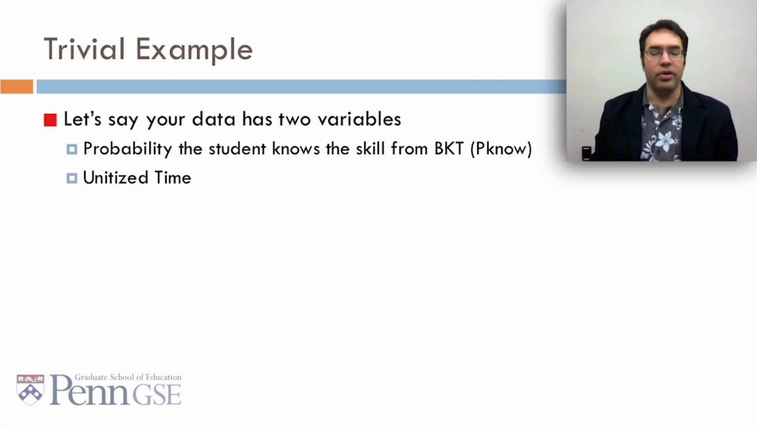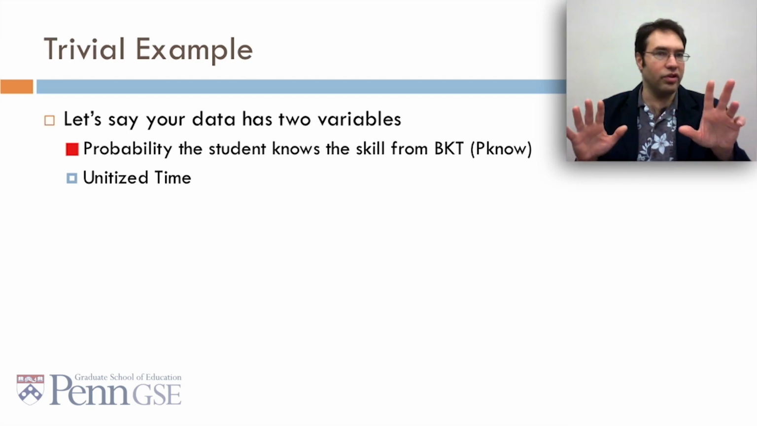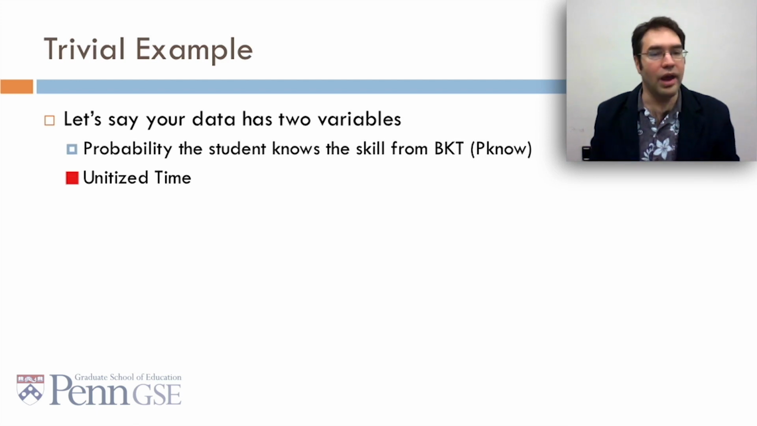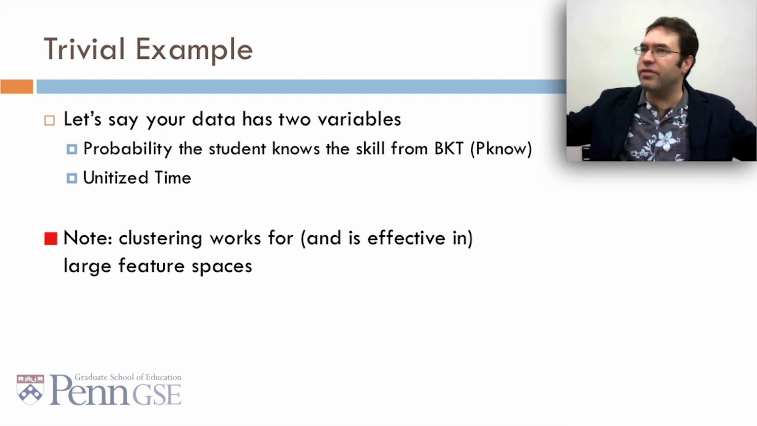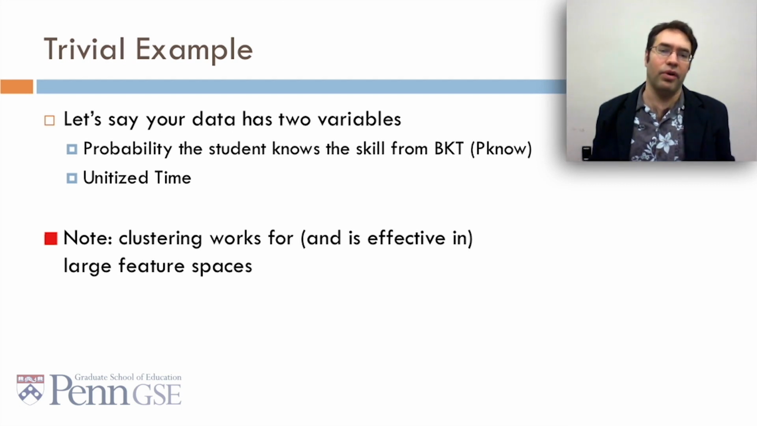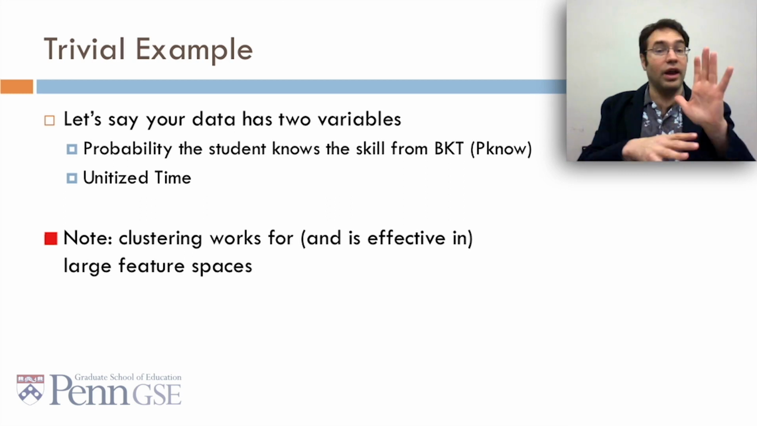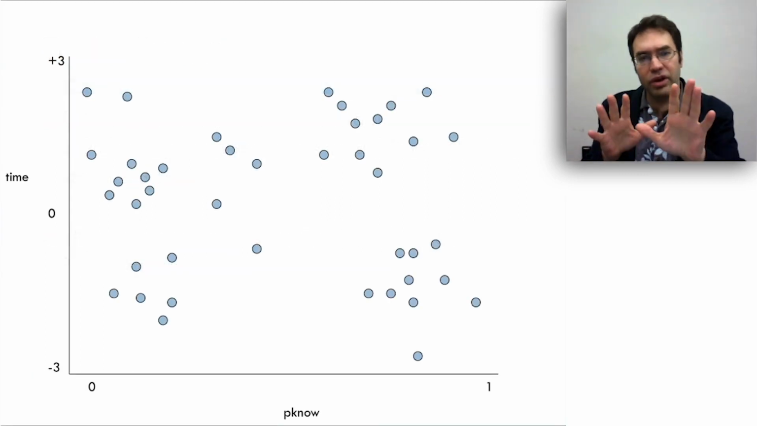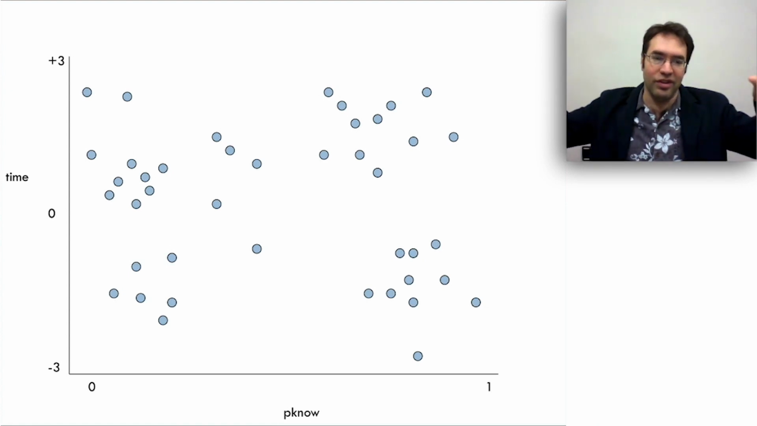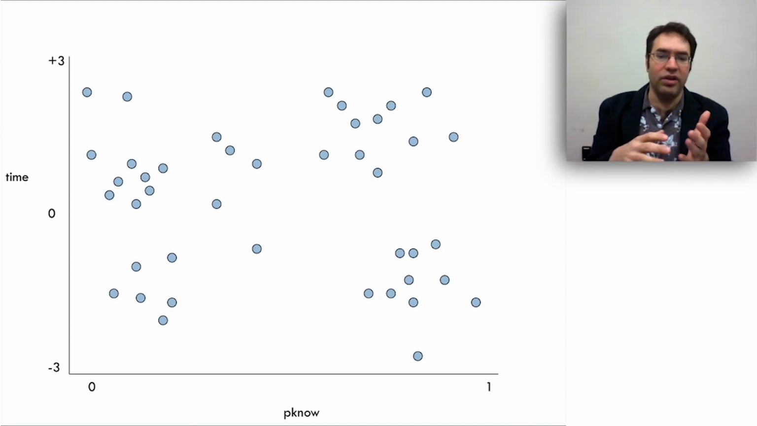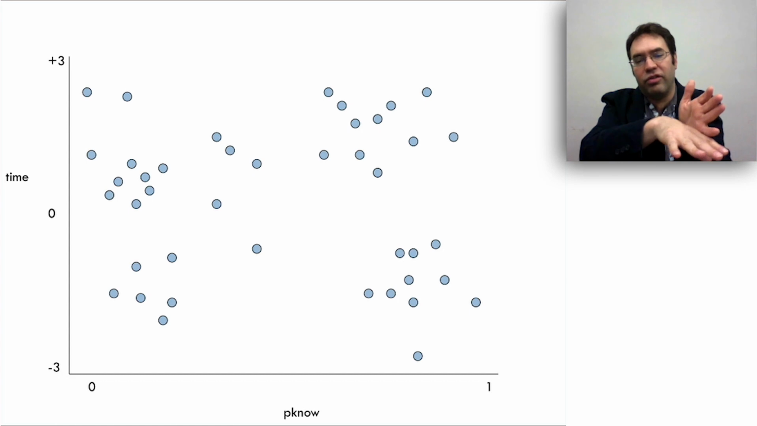So let's take a trivial example. Let's say your data has two variables. The probability that the student knows the skill from Bayesian knowledge tracing, week 4, called P(know), and unitized time, how fast the student's action was relative to all other students who did the same action. And I should point out that clustering works, and is effective, in really big feature spaces, thousands, tens of thousands of data points. We're just going to talk about two so that I can actually show it on a 2x2 graph. So here we see our relatively small set of data points, and again with clustering you can use it on hundreds of thousands of data points. We've got about 40 maybe here, and we can see that they kind of are on the dimensions of P(know) and time.